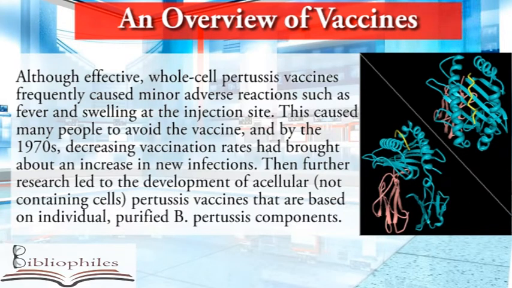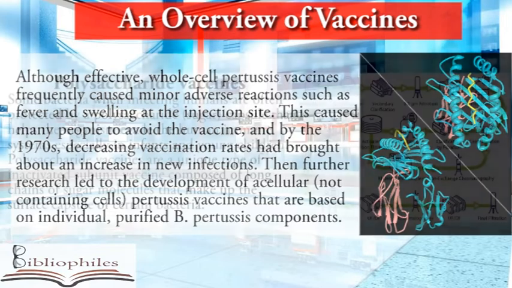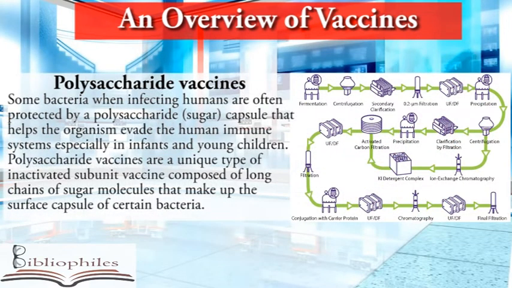And then the hepatitis B vaccines are composed of the hepatitis B virus surface antigen, a protein which is produced by the hepatitis B virus. Now, the second type of subunit vaccines are polysaccharide vaccines.